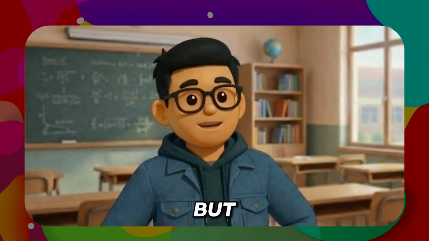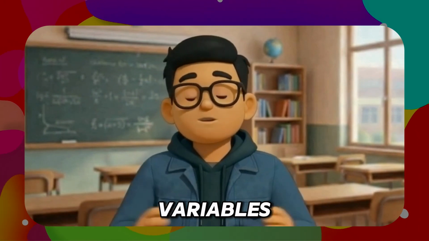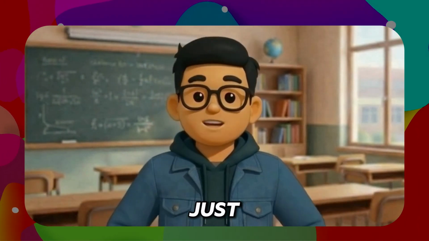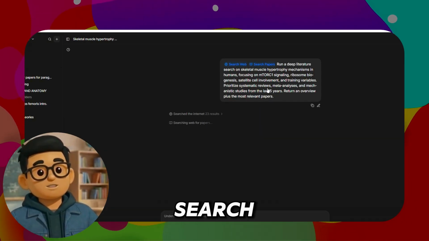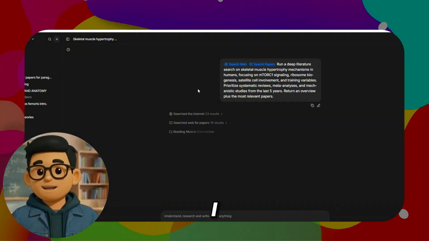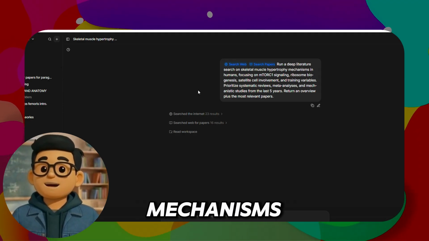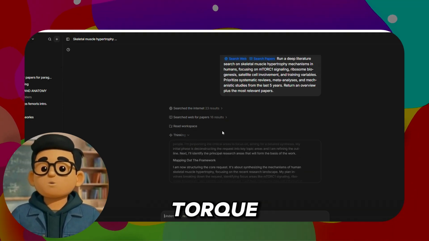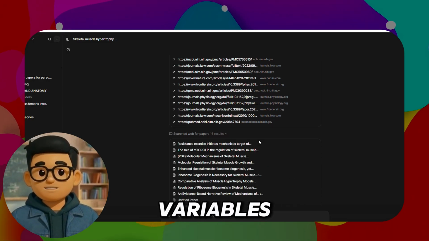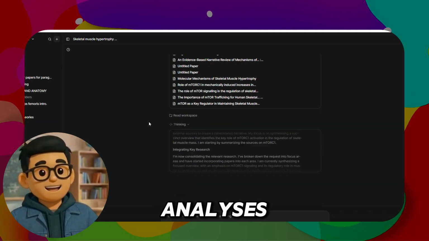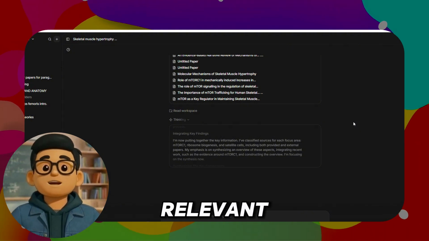It sounds simple, but at the PhD level, it quickly becomes a maze of pathways, cell types, and training variables. And without a system, you can lose weeks just trying to get oriented. So the first thing I do inside this tool is run a deep literature search, not just type a casual question. I paste in a very specific prompt. Run a deep literature search on skeletal muscle hypertrophy mechanisms in humans, focusing on mTORC1 signaling, ribosome biogenesis, satellite cell involvement, and training variables. Prioritize systematic reviews, meta-analyses, and mechanistic studies from the last 5 years. Return an overview plus the most relevant papers.